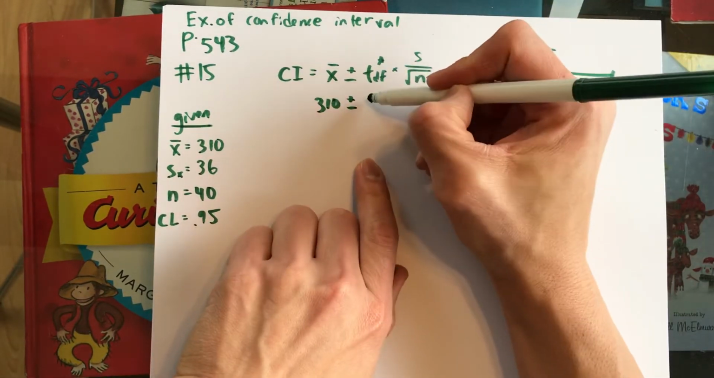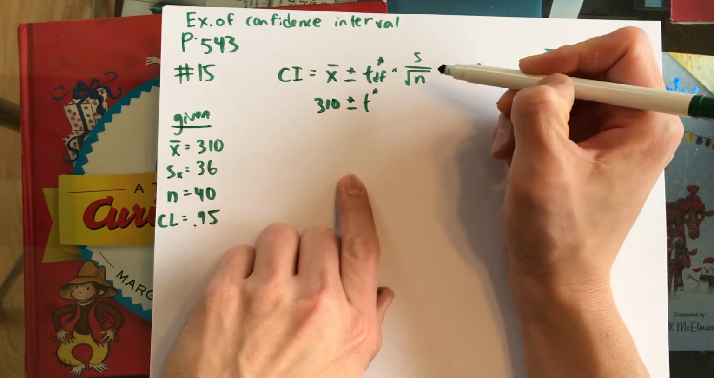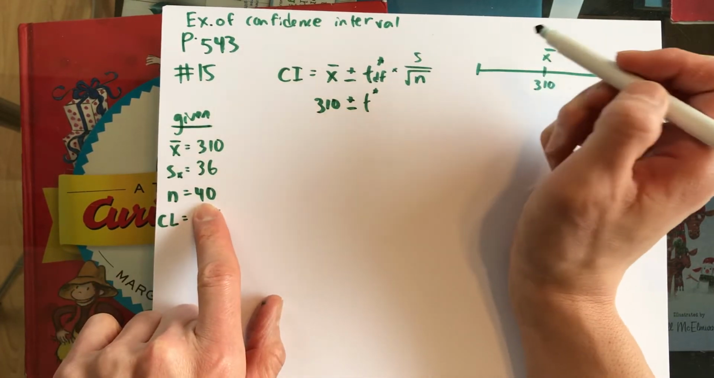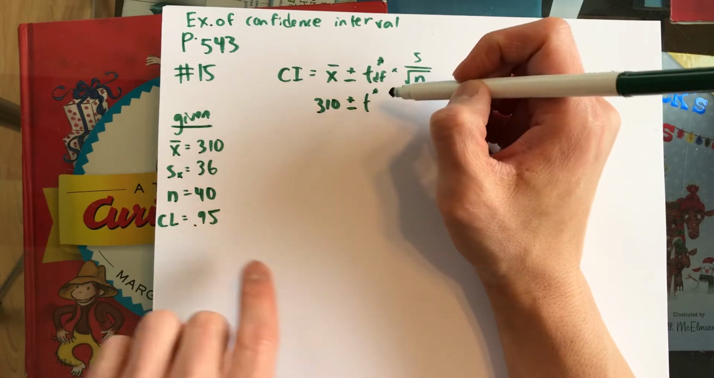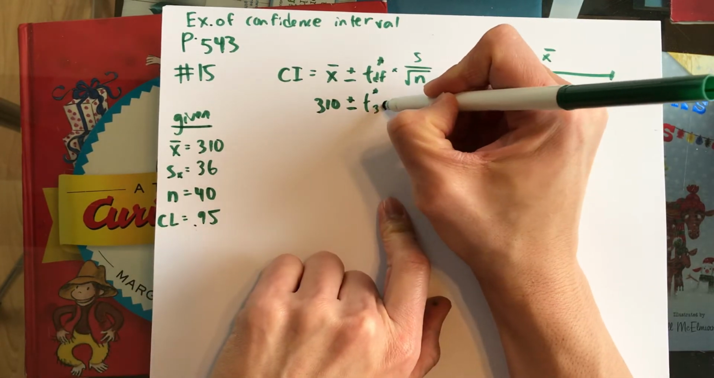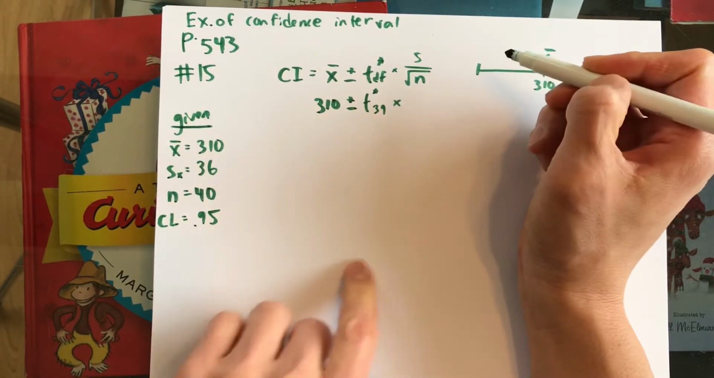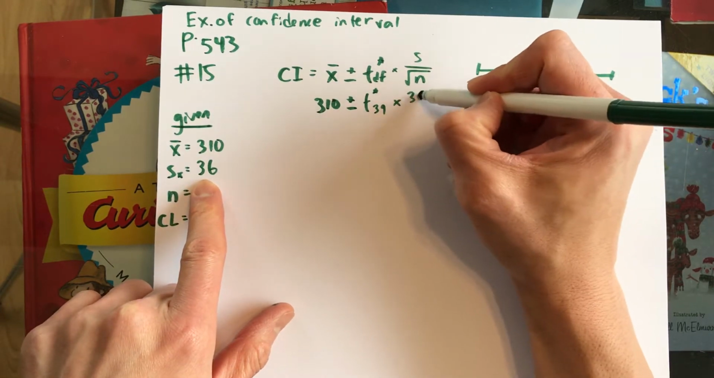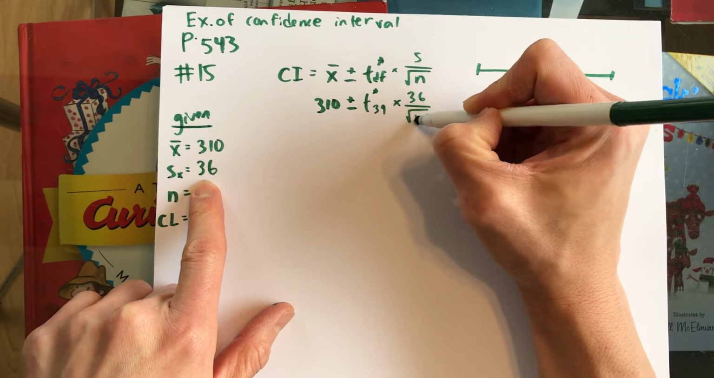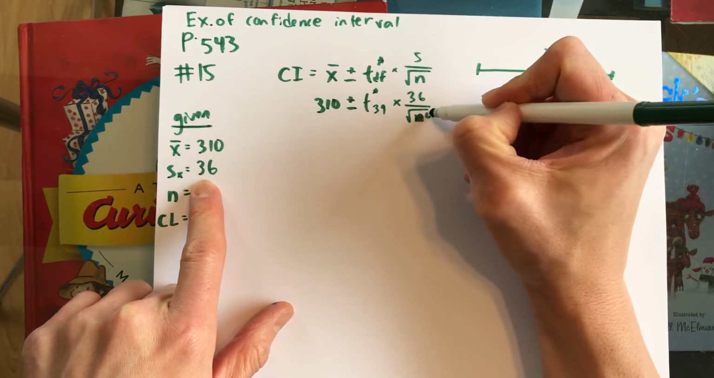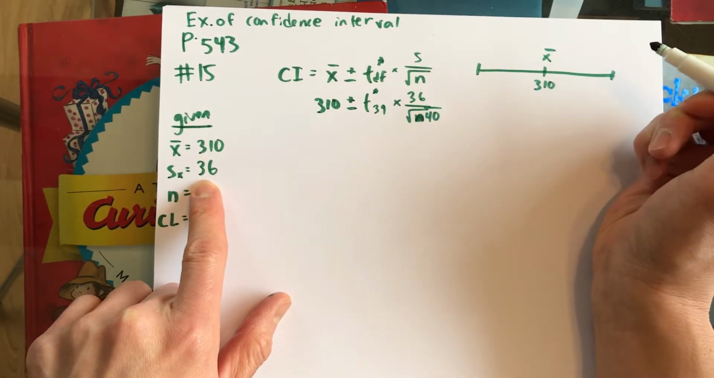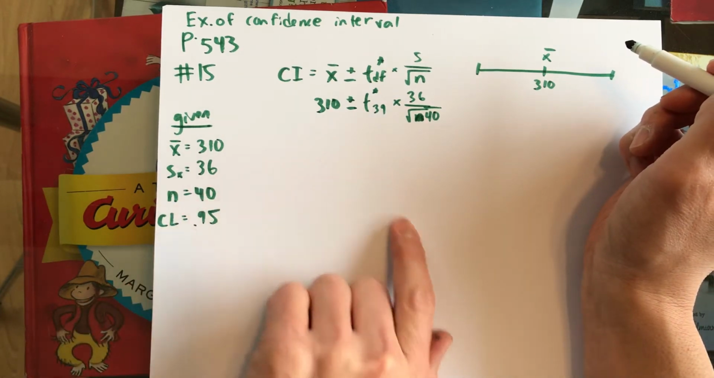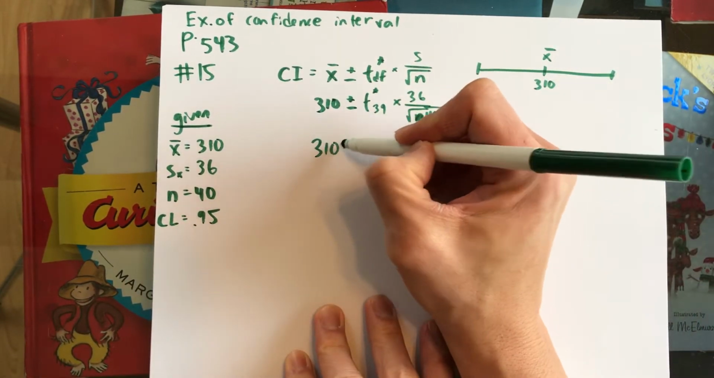Okay, so our T critical value, our degrees of freedom, since 40 is our sample size, our degrees of freedom, remember, is n minus 1, so it's going to be 39, times we have our standard deviation of our sample, which is 36, and we have our n, square root of 40. Okay, all right, so we have 310.